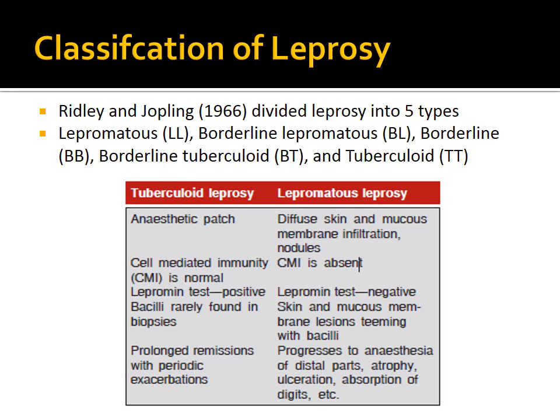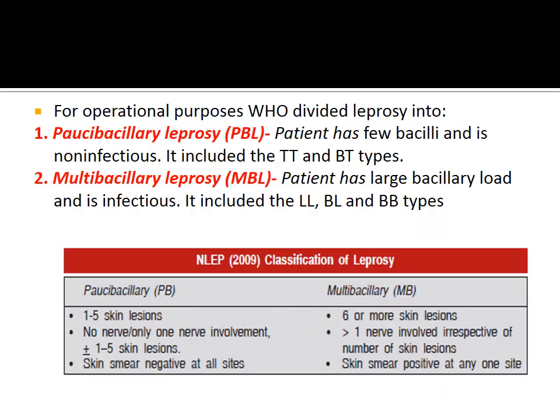While in lepromatous leprosy, the patient mostly progresses to anesthesia of the distal part, atrophy of the parts can happen, ulceration of the digits, and absorption of digits or other body parts. So this can happen in lepromatous leprosy.